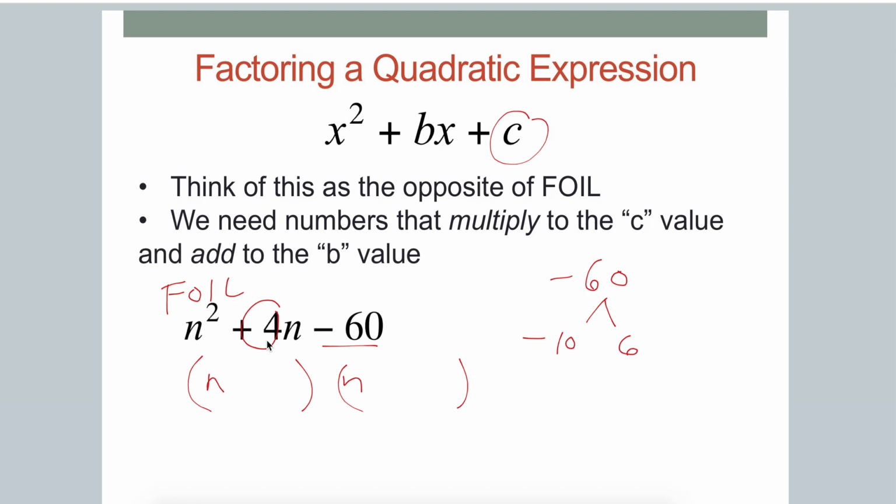So what do we think we could do? Well, let's keep the numbers the same except switch the signs. Now 10 times negative 6, still negative 60. 10 plus negative 6, now I get the 4. So I get n plus 10, n minus 6. And that's it.